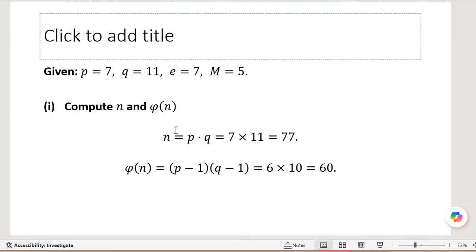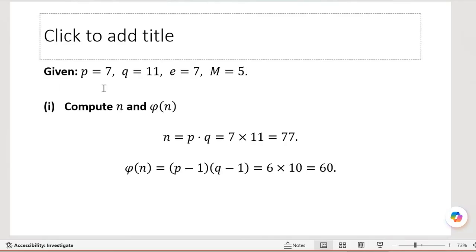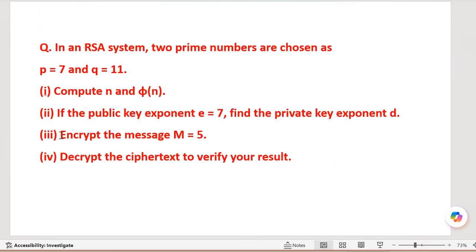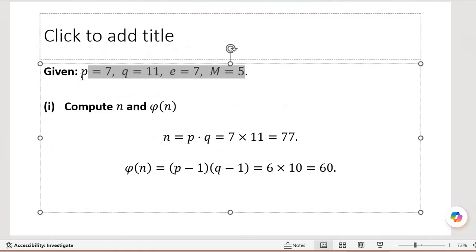So here I have the answer also. P is 7, q is 11, it has been given in the question. E is 7, because they have clearly mentioned it. And then m is 5. Why is m 5? Because in the third part of this question you will see: encrypt the message m equal to 5. So the plain message text is 5. You want to send 5 as a message, but you have to encrypt and decrypt it. M means the main message that you want to send. So I hope there is no confusion regarding these values.